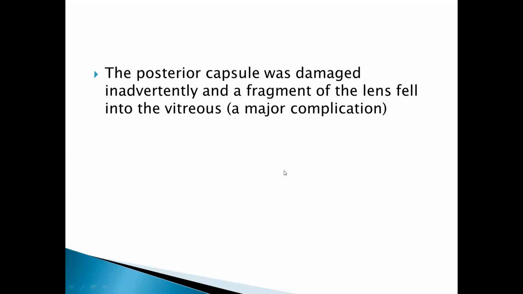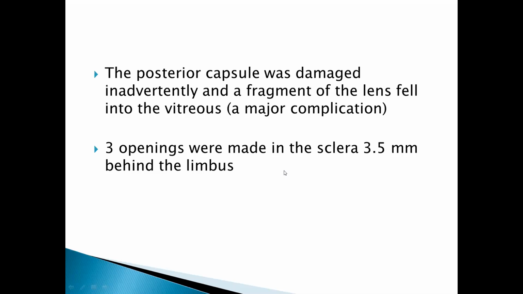And during the procedure, there was some damage to the posterior capsule. So you get the anterior capsule, then you get the lens matter, and posterior to that you get the posterior capsule. And a fragment of the lens fell into the vitreous. Now that is a major complication, right? Because normally the vitreous is a very inert structure and the lens matter is a very antigenic substance. So if it goes into the vitreous, it will elicit a major inflammatory reaction. So to avoid that, you have to remove that lens fragment.